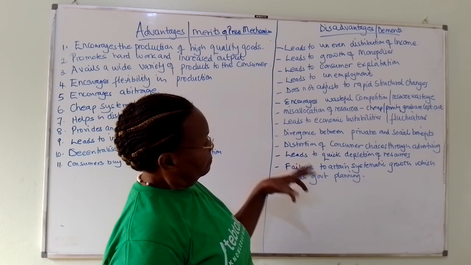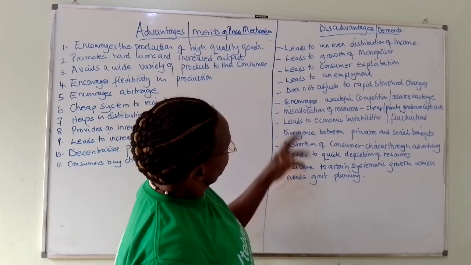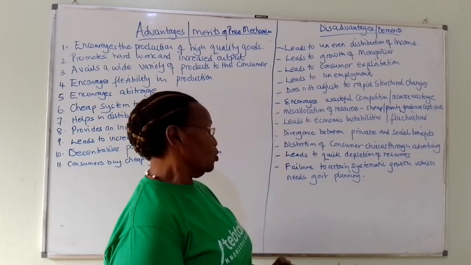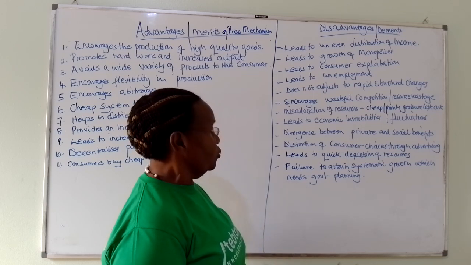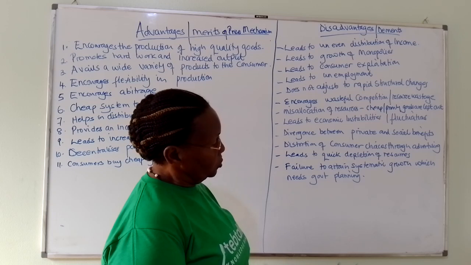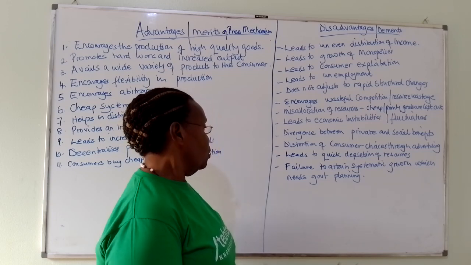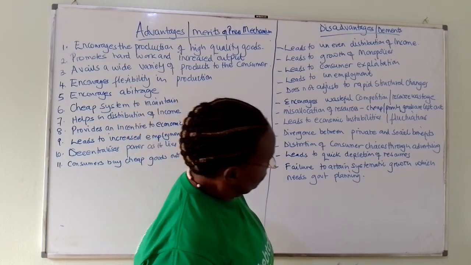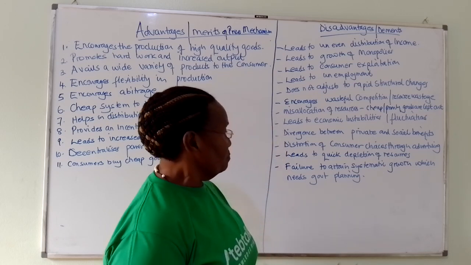Then leads to quick depletion of resources. Again, this is because of the wasteful competition and duplication of goods and the participation of many people in the production of a particular good. Then there is failure to attain systematic growth, which needs government planning.